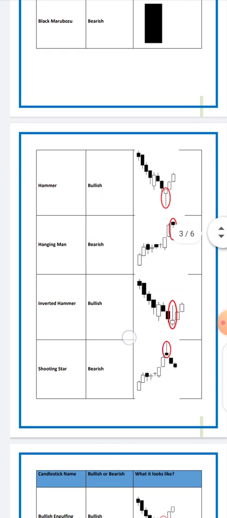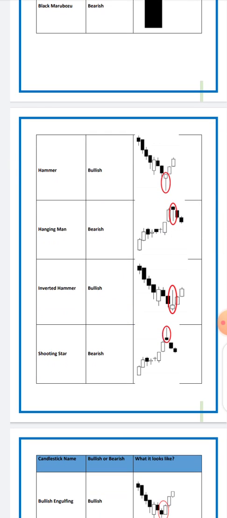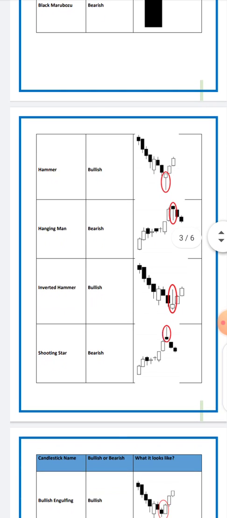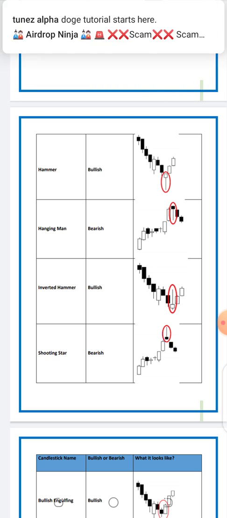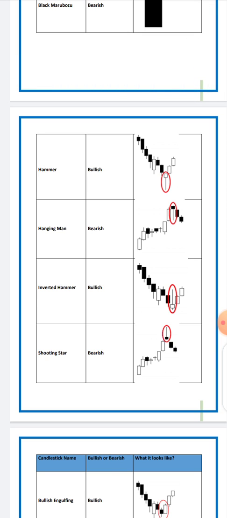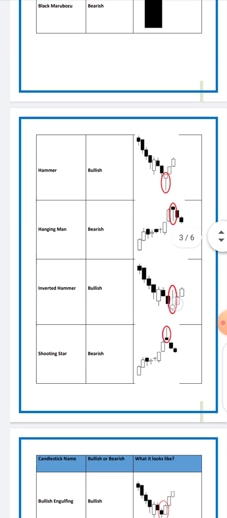All right, so the next one is the inverted hammer. The inverted hammer is bullish. It is just the opposite of the hammer that we talked about up here. They are just hammers facing up. They are also found at the end of a downtrend, the way it is. So anytime you see that, it's going to be a reversal up as well.